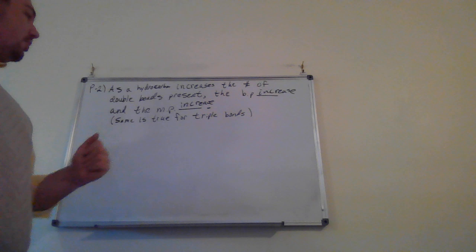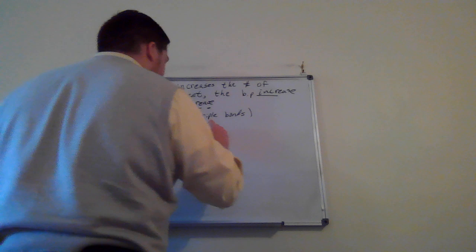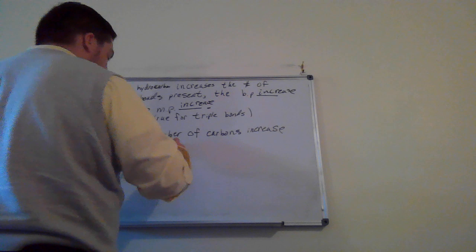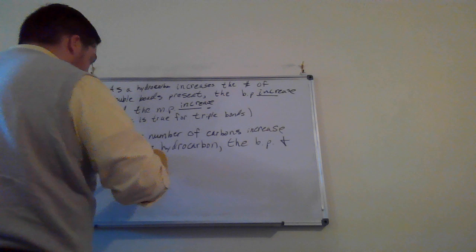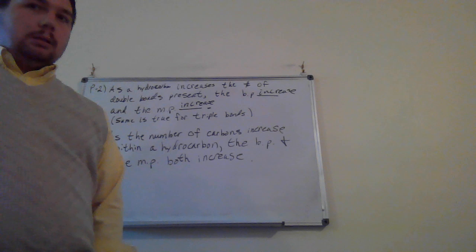And I'm going to give you the last one. As the number of carbons increase within a hydrocarbon, this should make sense, the boiling point and the melting point both increase. Just because you get a longer chain, longer surface area, more. It's just going to increase it in general. Okay? So those are the three properties.